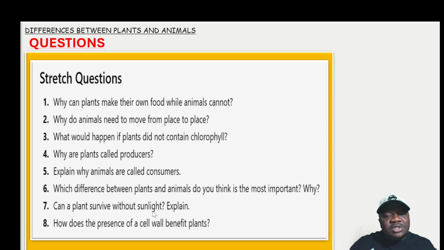Can a plant survive without sunlight? Explain. How does the presence of a cell wall benefit plants? Okay, so these are questions that you can play with, which is very important. Any question that seems very difficult and you want to discuss, you can put it in the comment section and we're going to discuss all these things together.